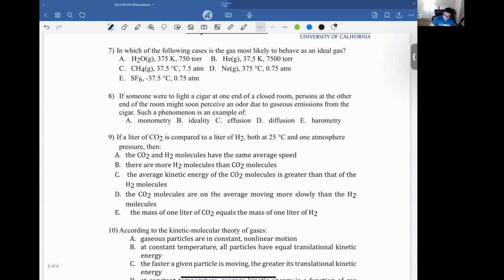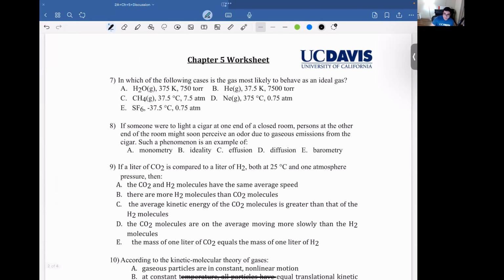Next, we have a lot of multiple choice. It says, in which of the following cases is the gas most likely to behave as an ideal gas? Something behaves as an ideal gas at high temperature, low pressure. That way you don't have molecules that are moving slowly or being compressed together by a high pressure, where you have interactive forces between the molecules and atoms. So let's see which one fits the best.